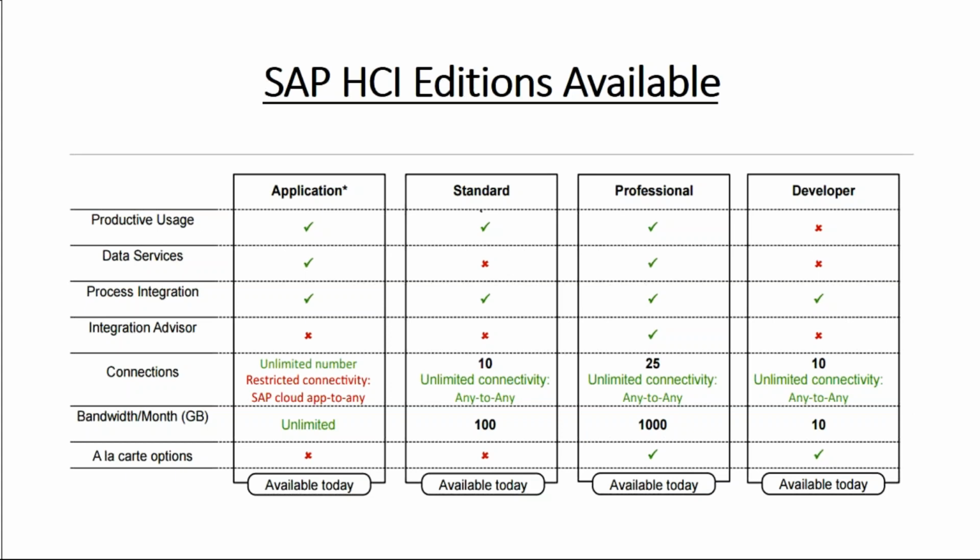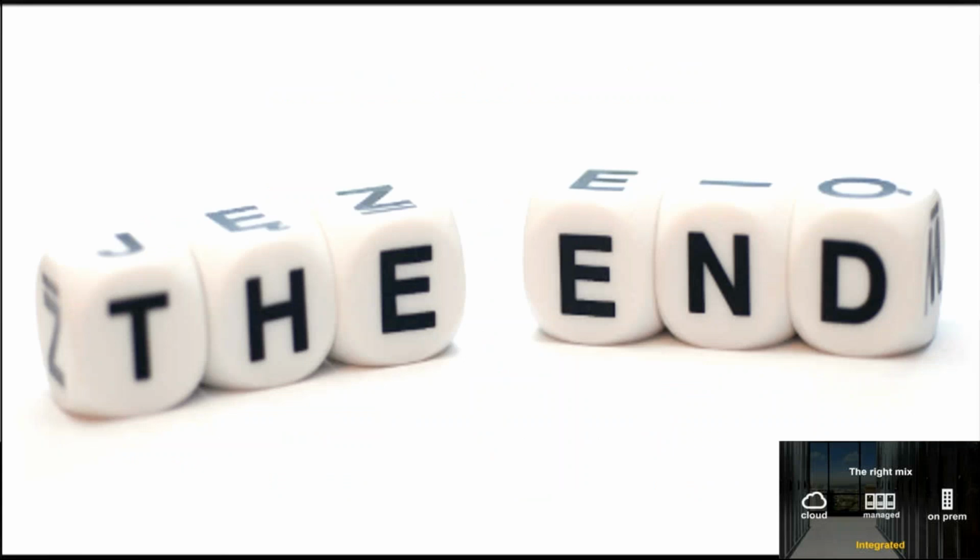A la carte option means the option of taking the services based on the requirement. In the application edition it's not available. In professional, with a la carte, you can take whichever services you want based on your requirement. So that is one thing which you can get in your professional and developer edition. Based on whatever requirement you or your clients have, you can go for the edition.